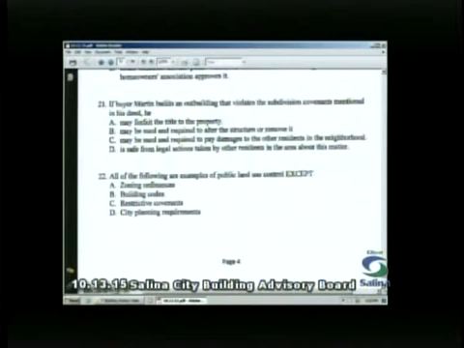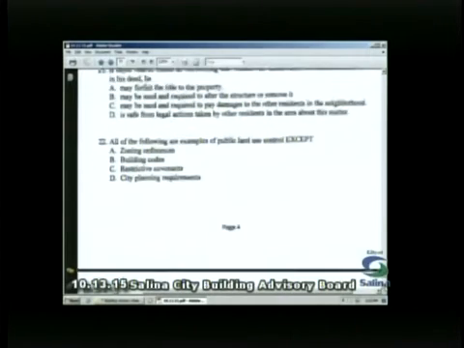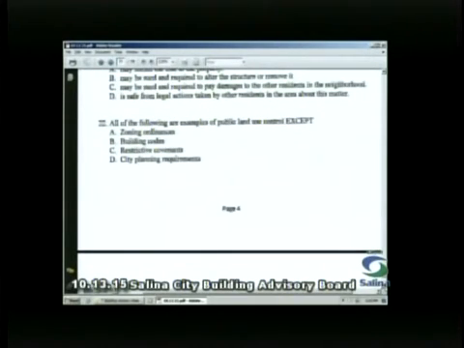A buyer, Martin, builds an outbuilding that violates the subdivision covenants mentioned in his deed. What may he do? B, B is correct. He may be sued and required to alter the structure or remove it. All of the following are examples of public land use control, except which one? C is correct. Restrictive covenants does not apply to that.